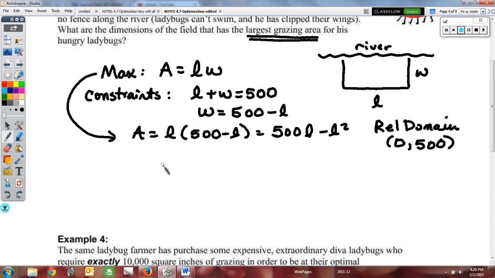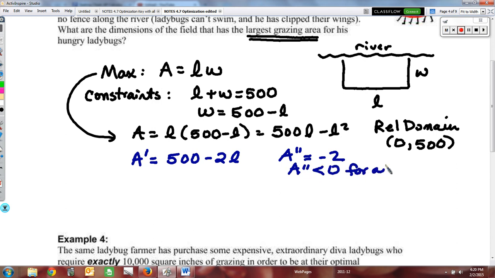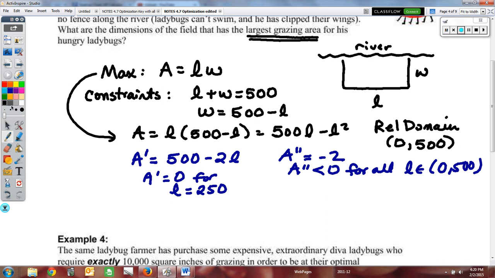So now we start the calculus. Our A prime is going to be 500 minus 2L. And while I'm here, I think it's going to be nice to go ahead and do A double prime equals negative 2 again. And again, I'm going to use modified second because A double prime is less than 0 for all lengths in the relevant domain. So I can use that modified second derivative. My critical values, A prime is equal to 0 for L equal to 250. Okay, and pretty much at this point we can answer the question.